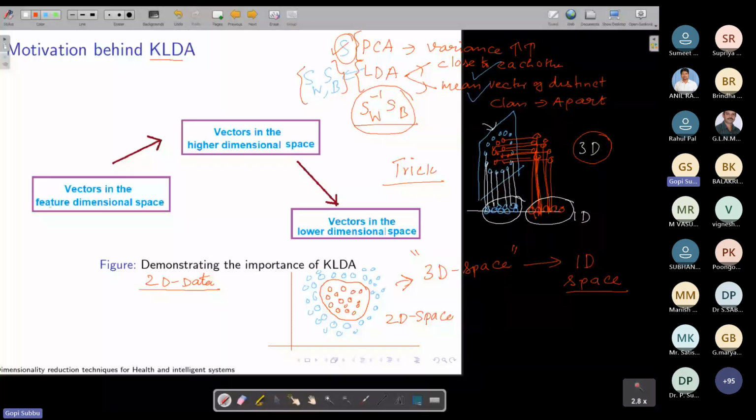So I hope this is clear to you. Now how is that done? In fact, we are going to realize this without an explicit function to map the vector to a higher dimension space.